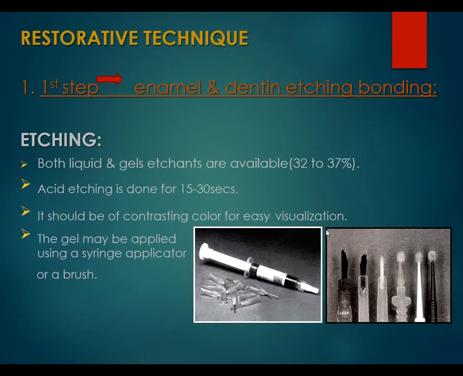After tooth preparation, shade selection and achieving isolation, the next step is to etch the enamel and dentine surface. For etching, both liquid and gel etchants are available, at 32 to 37% concentration. Acid etching is done for 15 to 30 seconds. It should be of contrasting color for easy visualization. The gel may be applied using a syringe applicator or a brush.